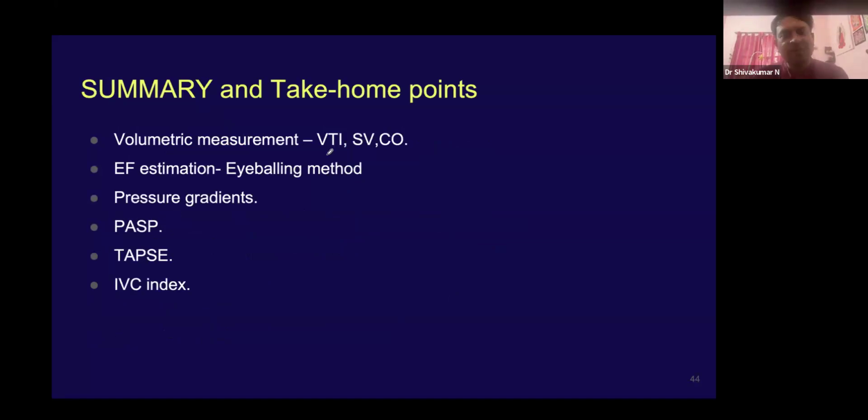integral measurement, how to measure the VTI, and how to calculate cardiac output from the VTI. From the VTI, you get the stroke volume. From the stroke volume, you can calculate the cardiac output. The other important measurement is EF estimation. Most of the time we use the eyeballing method. We want to know how the LV is doing, whether there is a mild, moderate, or severe LV dysfunction.